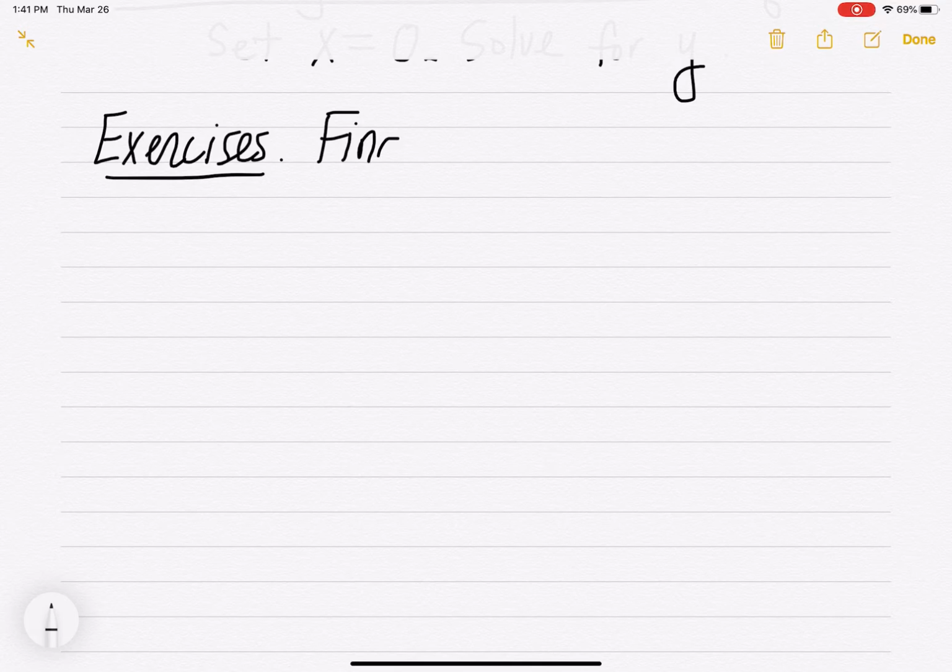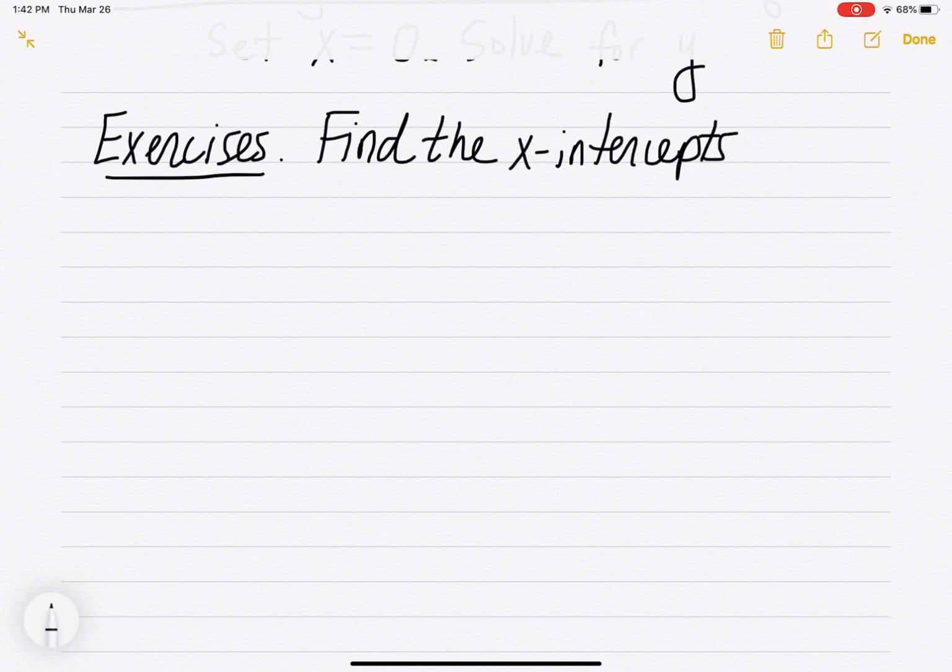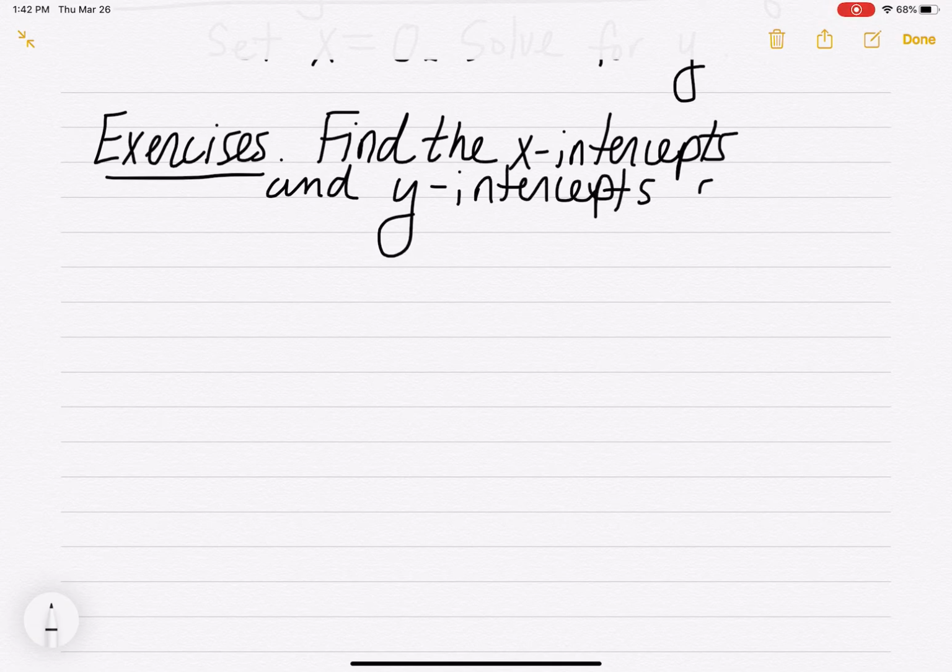Find the x-intercepts and y-intercepts of the graph of the equation.